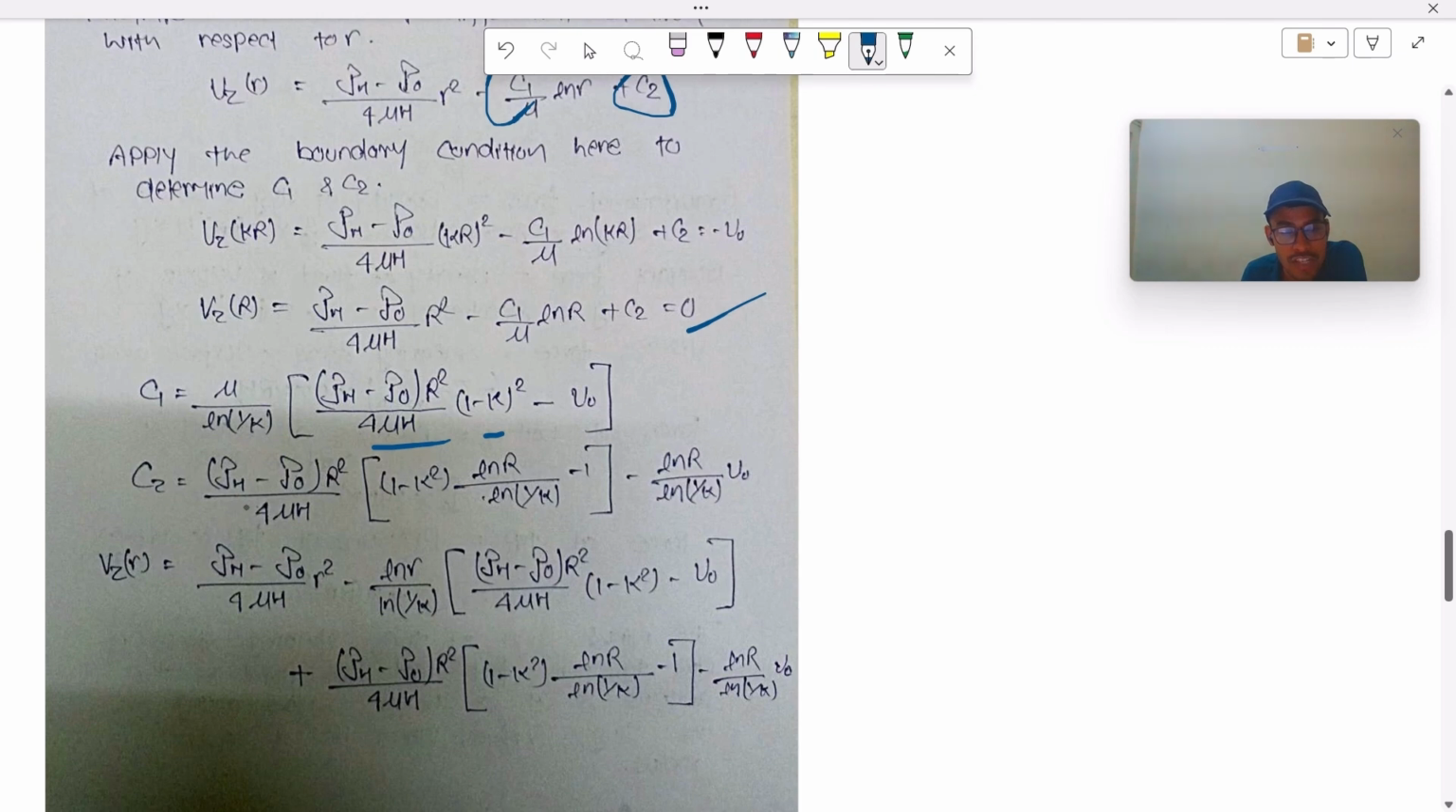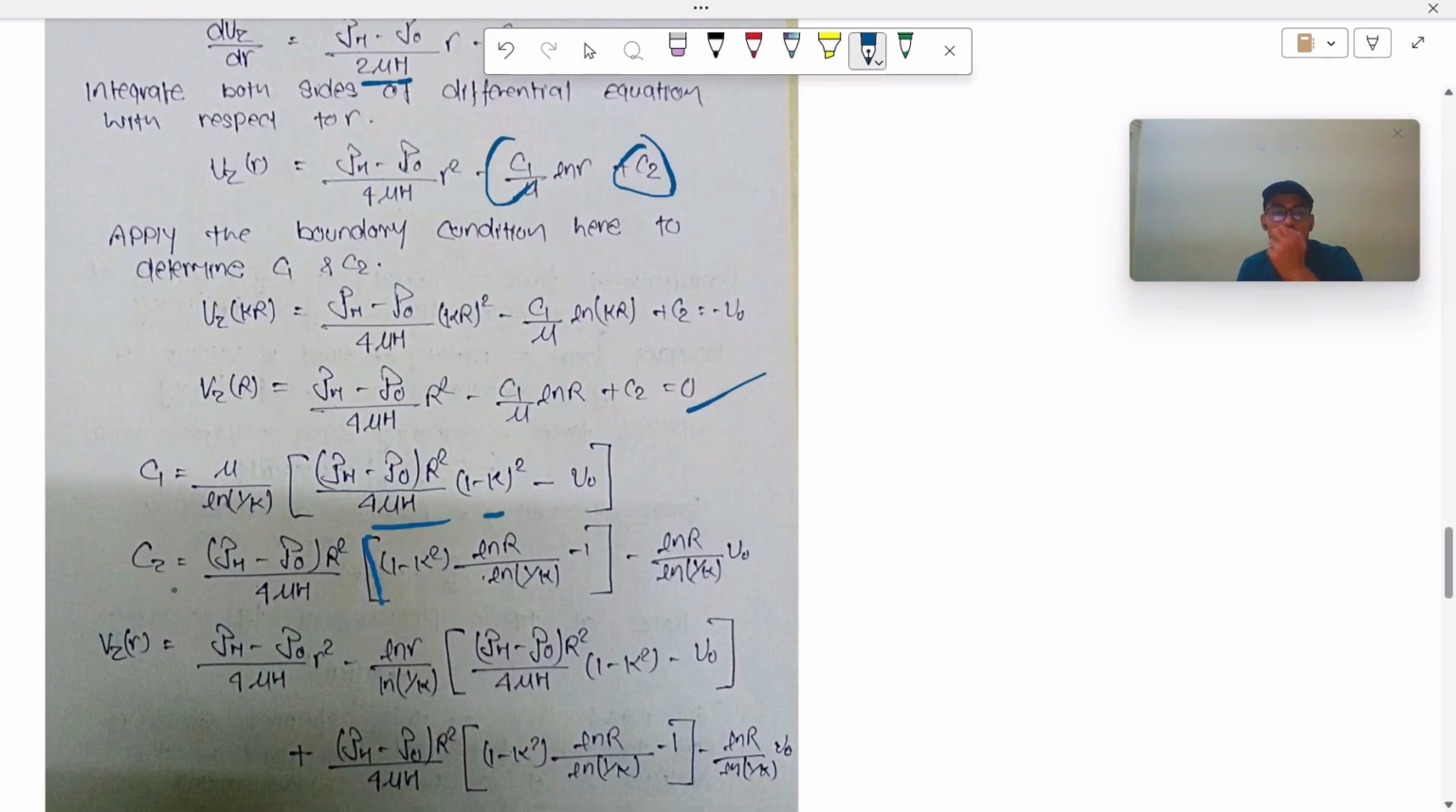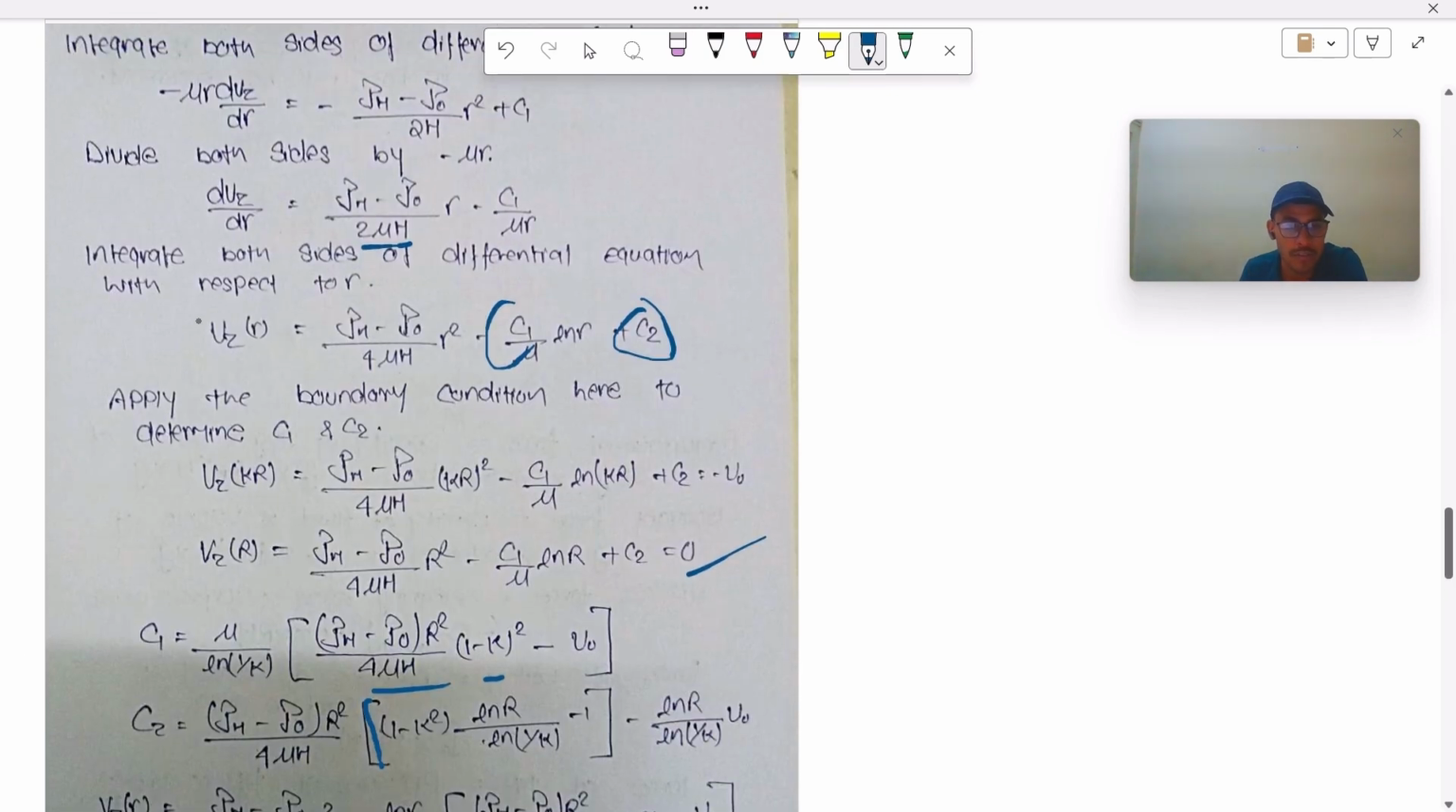And C2 is given by change in modified pressure r square upon 4 times mu h, bracket open, that is 1 minus k square ln r upon ln 1 minus k minus 1 minus ln r upon ln 1 minus k, into v naught. So this is what we get on rearranging this system. So now we will put, this is our final expression for velocity. And here we have the two constants of integration C1 and C2. We have to find them out by using our boundary condition.